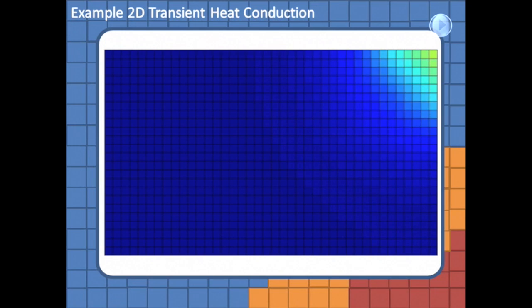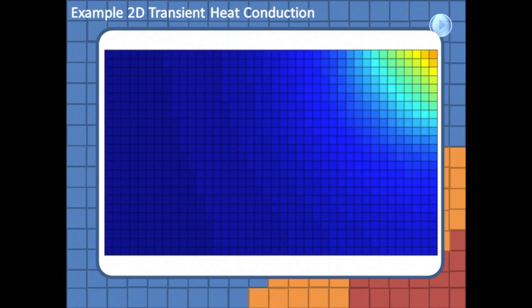So now let's look at this heat conduction. The elements in dark blue are at room temperature, and as the elements approach a dark red, they near 200 degrees Celsius.